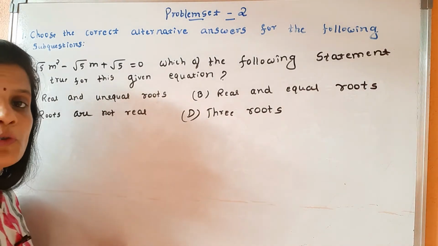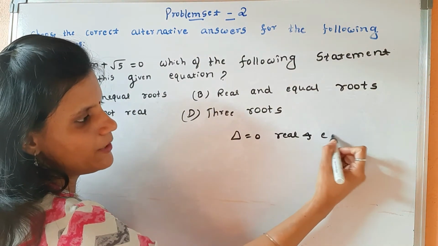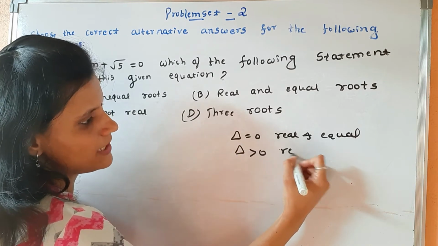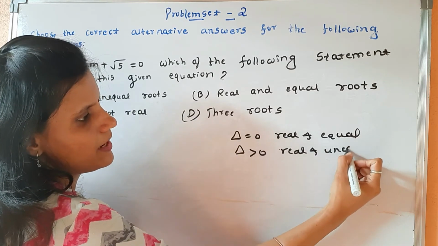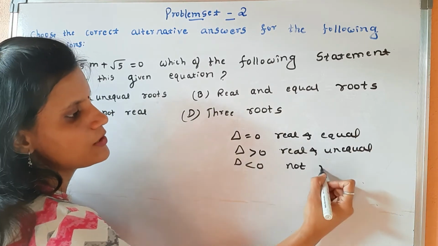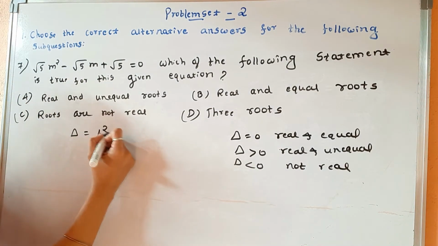Students, we know 3 conditions. If delta is equal to 0, roots are real and equal. If delta is greater than 0, roots are real and unequal. And if delta is less than 0, then the roots are not real. So let us find delta. How to find delta? Delta is equal to b square minus 4ac.